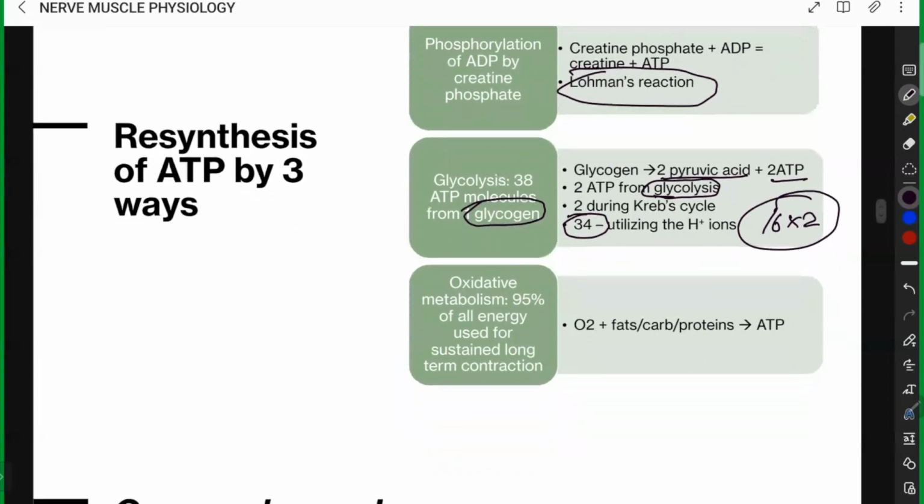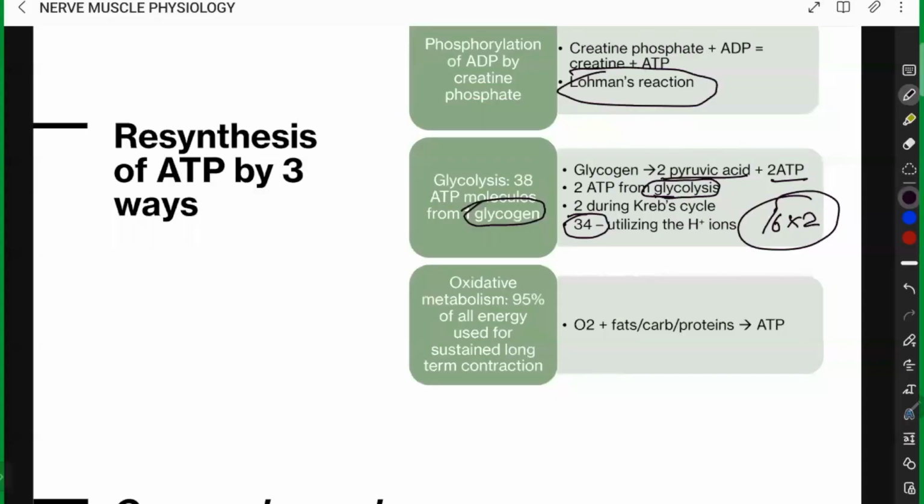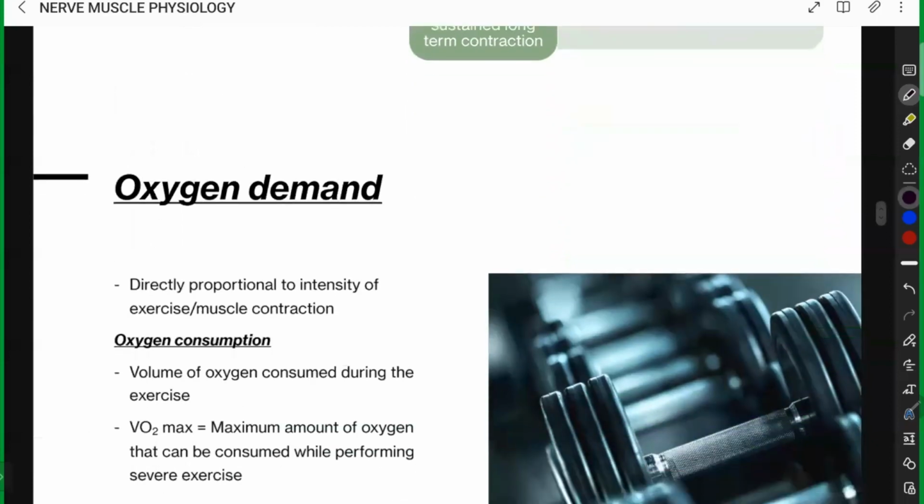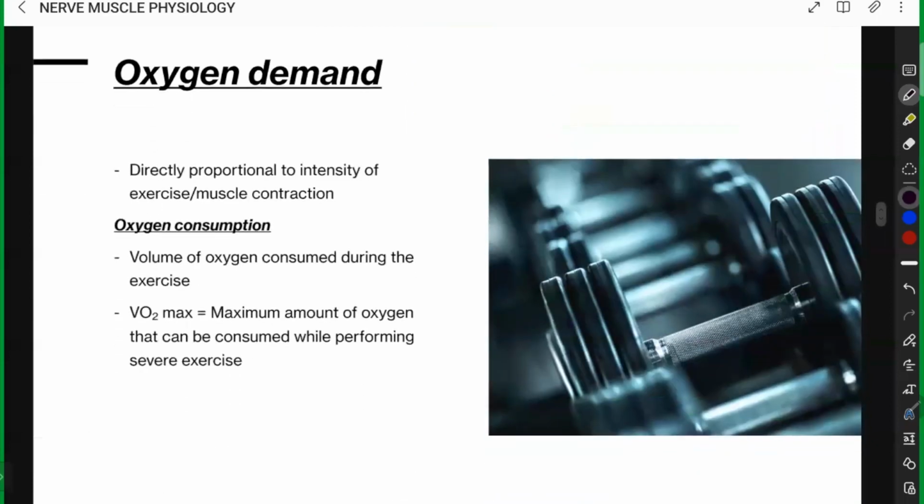Then oxidative metabolism, 95% of energy used for total ATPs comes to you. This is what you need to understand. And depending on how much ATP is required, oxygen demand is also very much necessary for a muscle. So oxygen demand is directly proportional to the intensity of the exercise. That you need to remember.